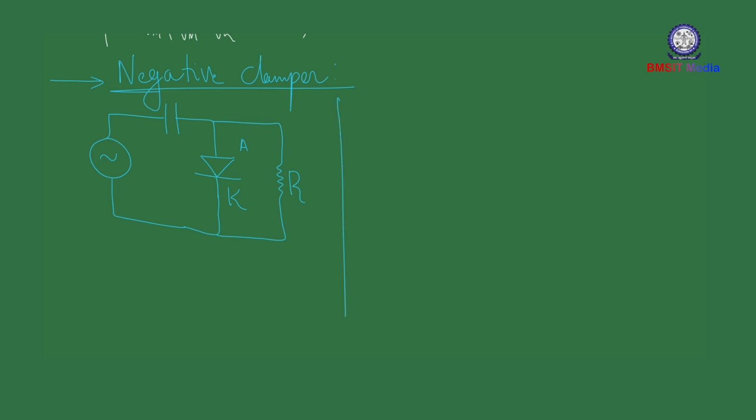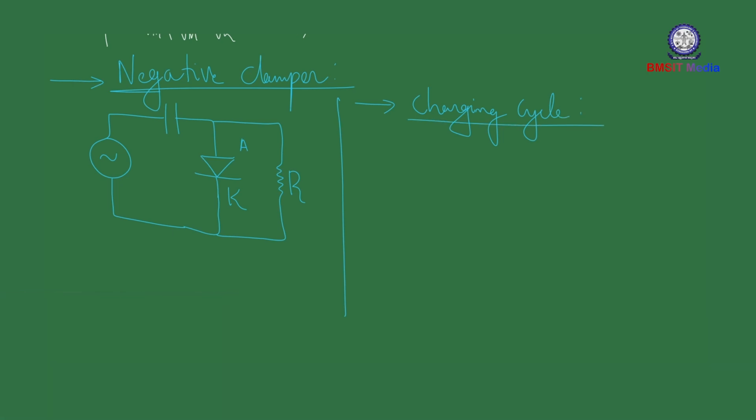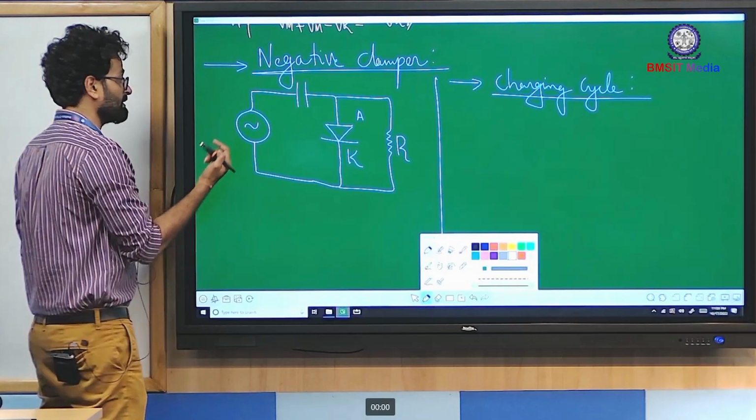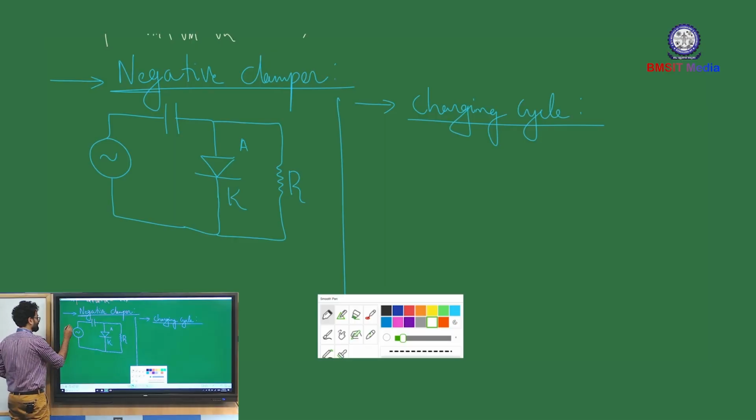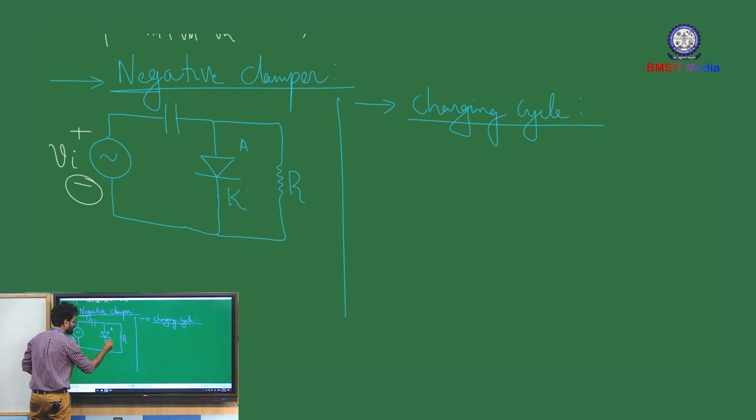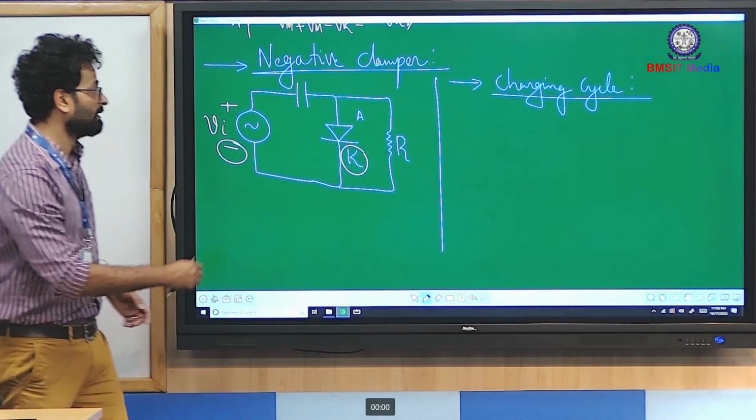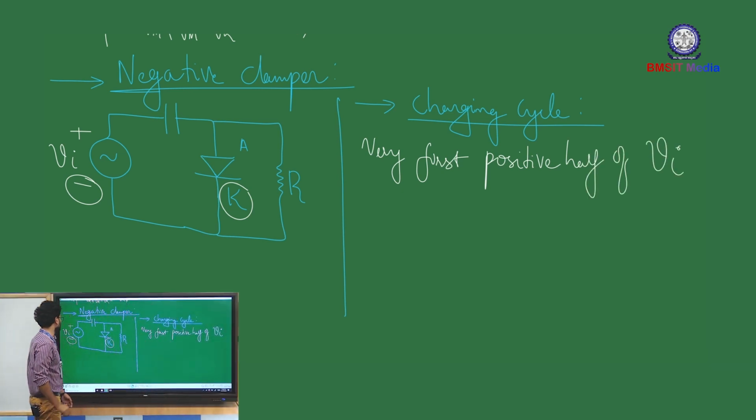And then you have to identify the charging cycle. Pretty easy to identify charging cycle. So how do you identify the charging cycle? You should identify the charging cycle in such a way that that particular charging cycle will forward bias the diode. So for example, if you consider upper side positive and lower side negative, you can clearly observe that negative terminal of the source is connected to cathode terminal. So the charging cycle is going to be the very first positive half cycle of Vi.